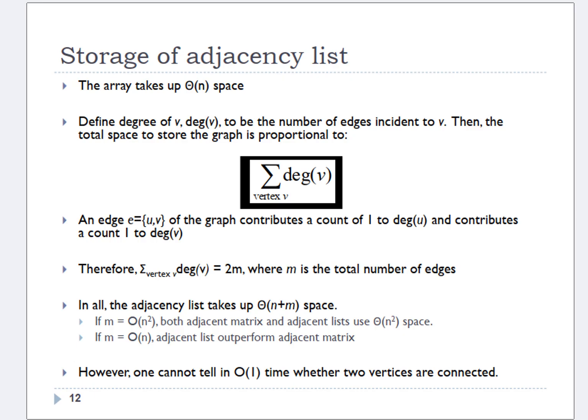If m equals O(n^2), both adjacency matrix and adjacency lists use n^2 space. If m equals O(n), the adjacency list outperforms the adjacency matrix. However, one cannot tell in O(1) time whether two vertices are connected.